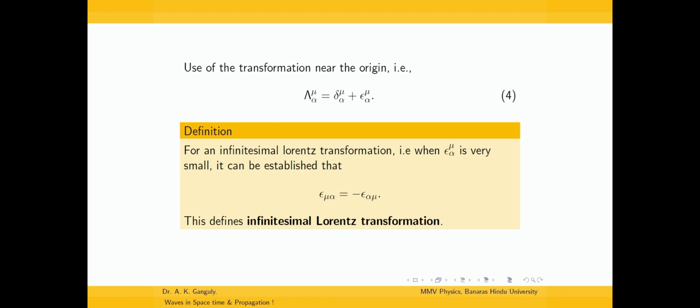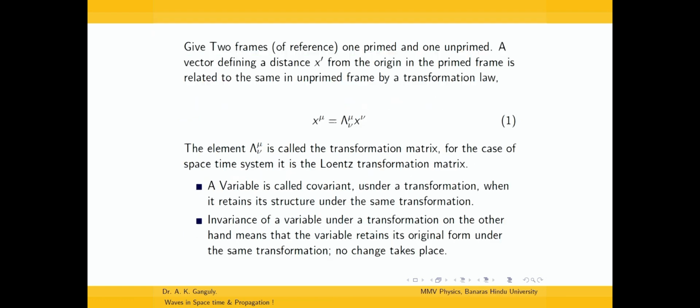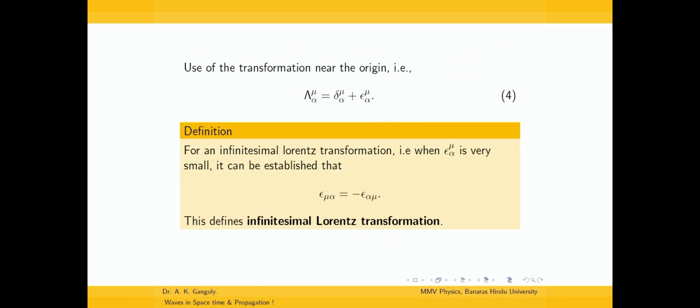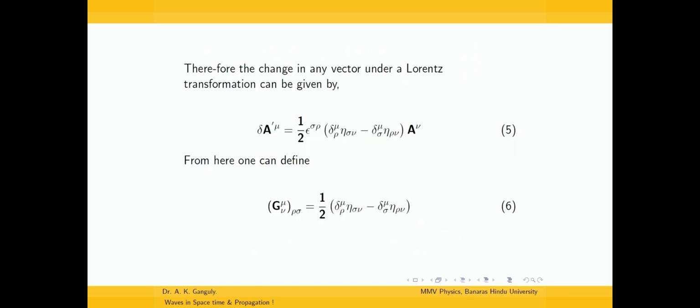So, the next objective that one should have is the result of this infinitesimal Lorentz transformation on some vectorial quantity that is defined on the space where this transformation actually acts.